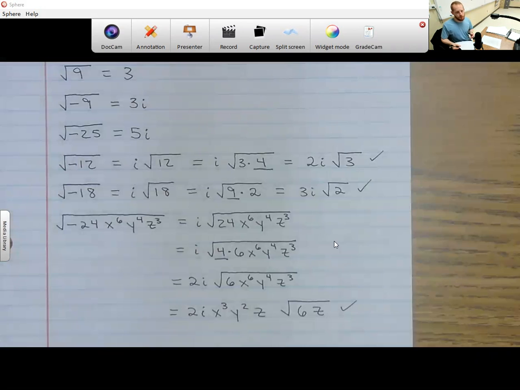So when I say powers of i, I really mean we're taking i, the imaginary number, and taking it to different exponents. So we can square i and see what that is. We can cube i and see what that is. And we're going to see what happens as we get to larger and larger exponents.